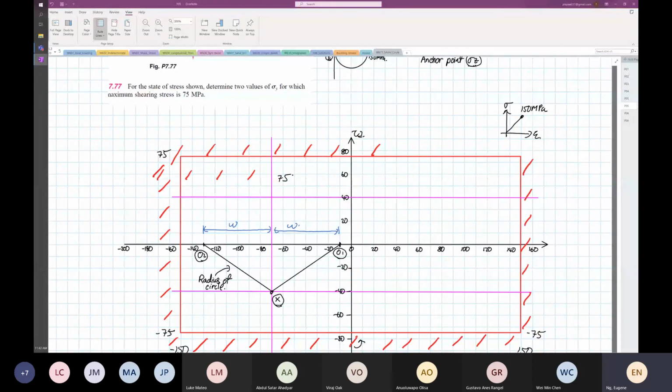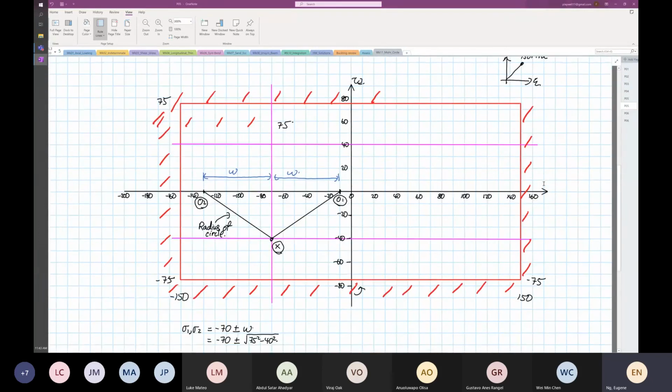So it's equal to minus 70 plus or minus what we call W. Okay, so it's equal to minus 70 plus or minus W, which is equal to what? It's equal to the square root of 75 squared minus 40 squared. You can see my working. I do apologize, I'm drawing below.